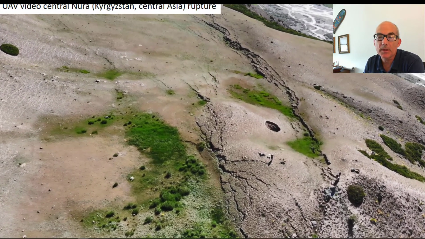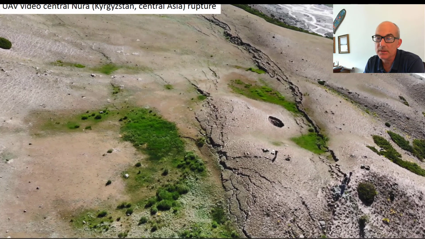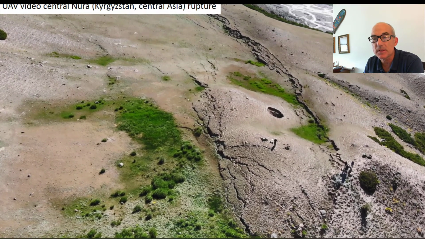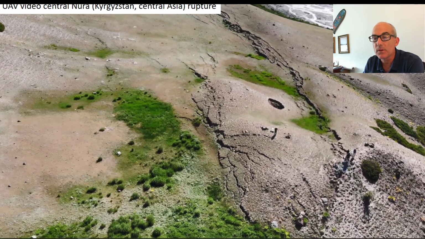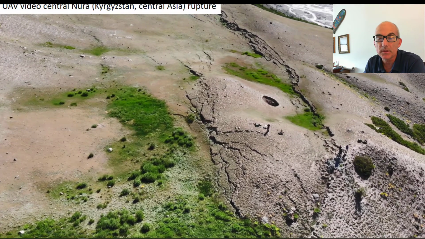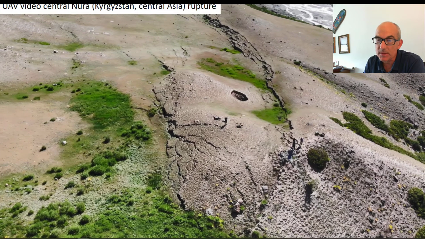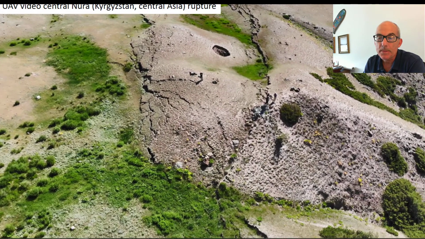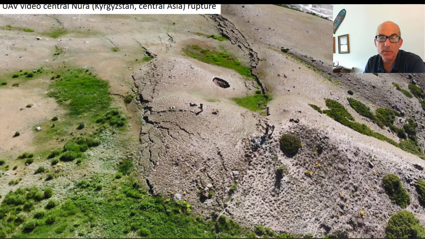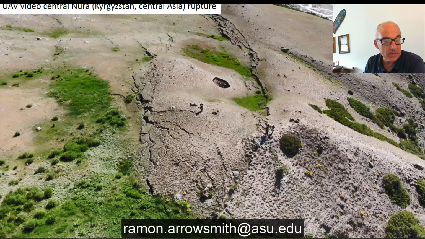But this is probably an unusual earthquake. It probably hasn't happened that many times in this particular fault zone, although there is some evidence of prior events in the landscape. And unfortunately, it was devastating to a local village, and so it reminds us about the importance of studying this phenomena.